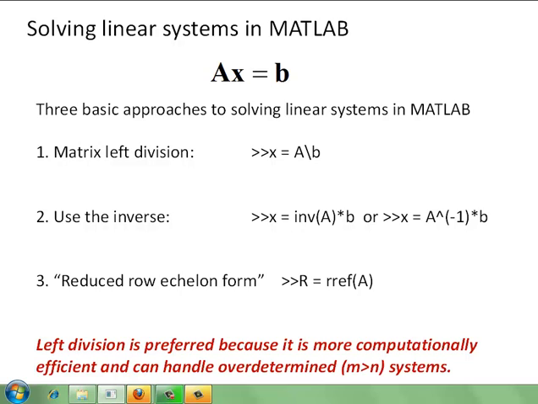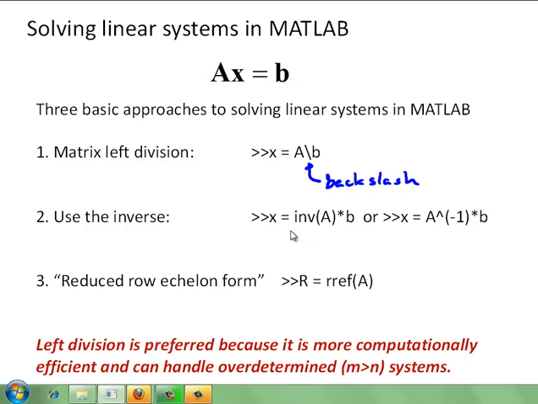So solving a linear system in MATLAB is actually pretty easy. There's three basic approaches. We've defined a linear system as Ax equals B, meaning we've inputted matrices or vectors for each of those three variables. We can take the following three approaches. One is matrix left division. Simply use the backslash operator, and MATLAB will return the solution vector x.